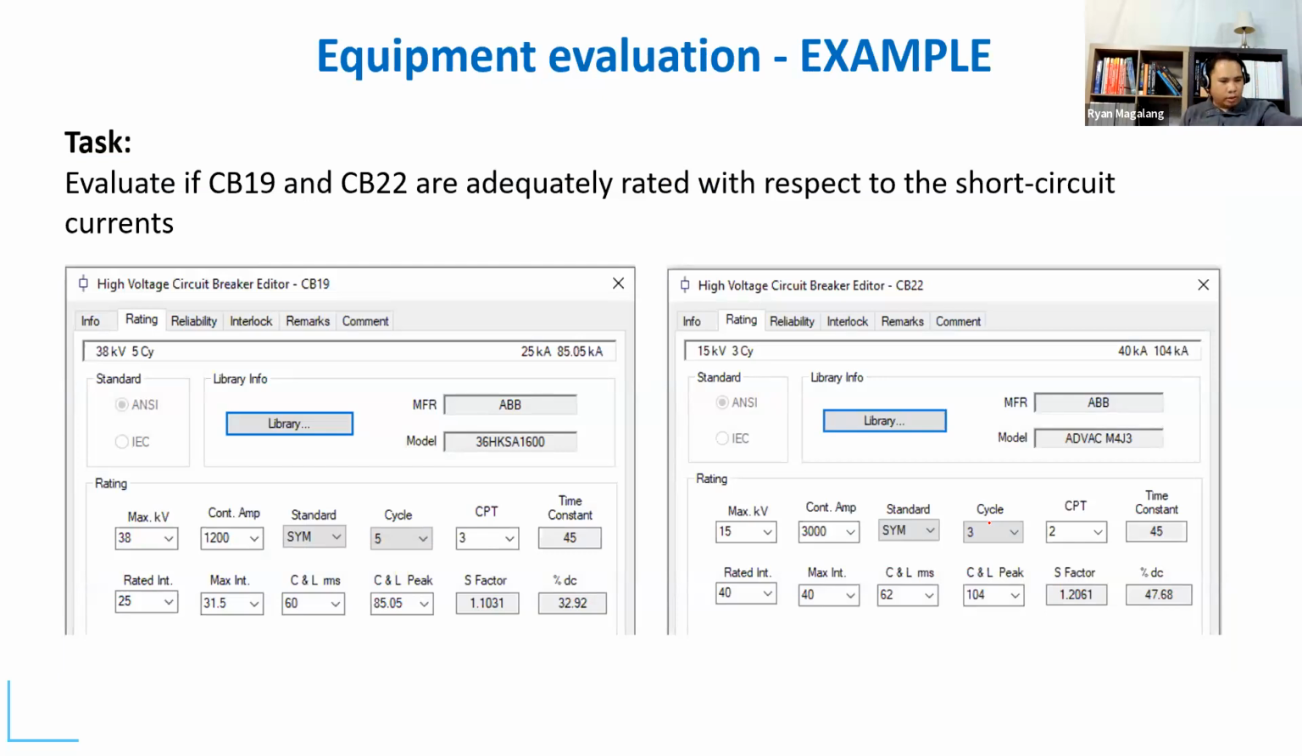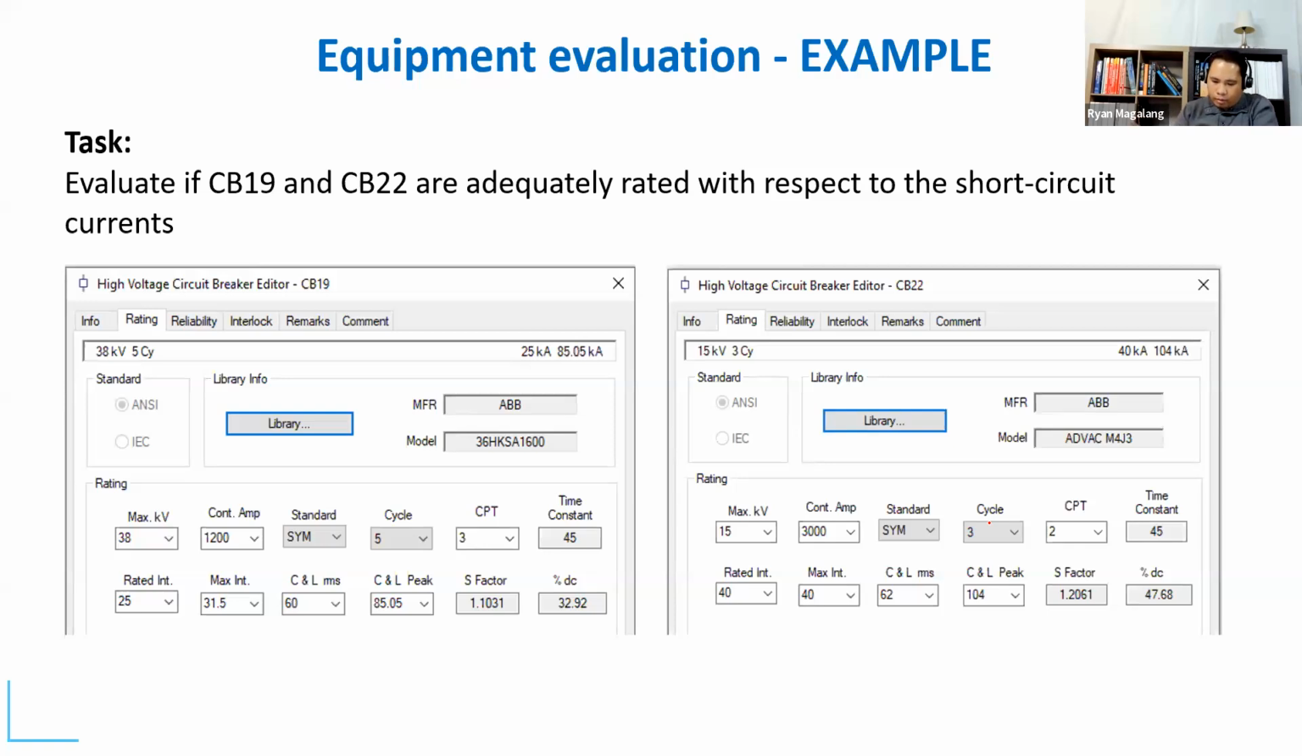I don't think it's here. S factor. I'm not sure if that's the same thing. 1.1031. No, that's not the same one.